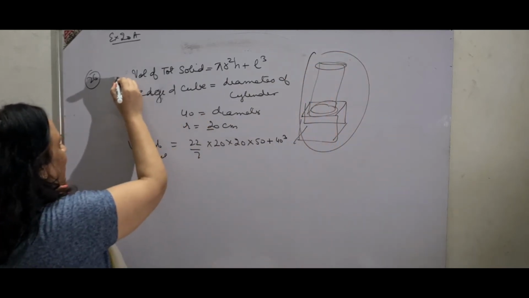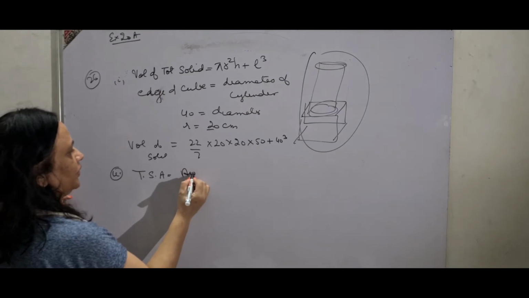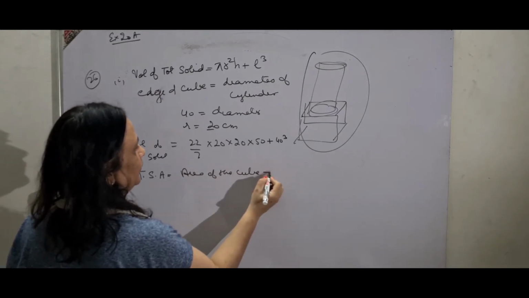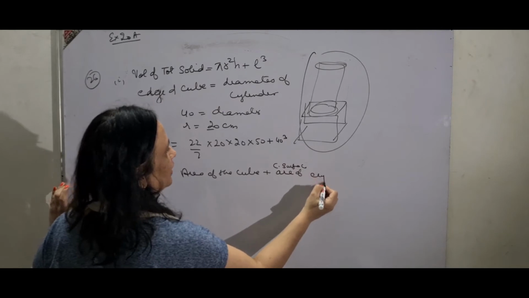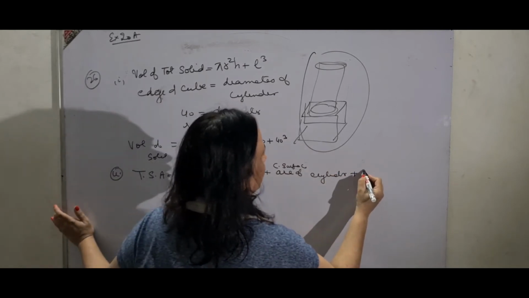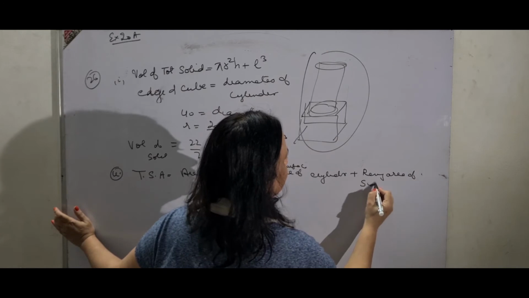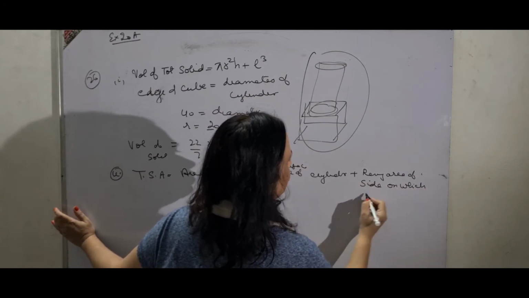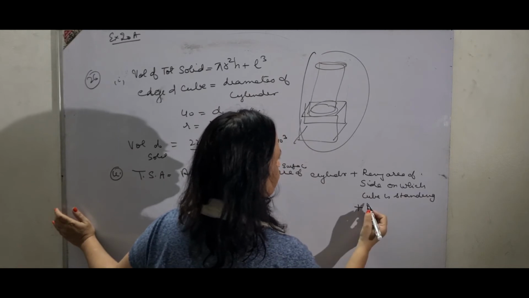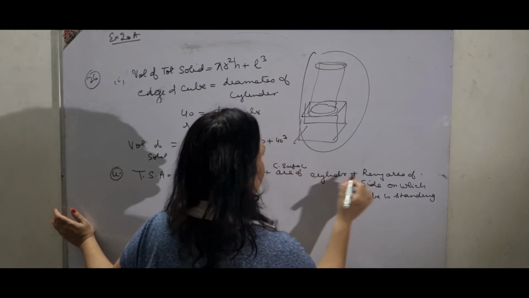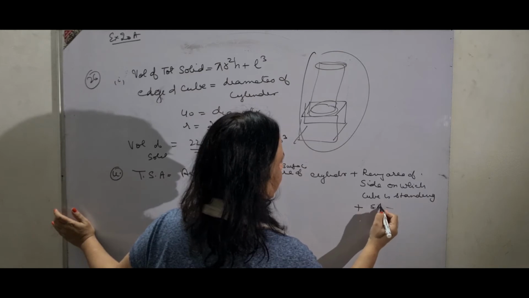And when coming to the second part, that is total surface area. So remember children, total surface area is the area of the cube plus the area of the curved surface of the cylinder, plus the remaining area of the side on which the cylinder is standing, plus the curved surface area of the cylinder plus the circle area at the top, plus of course 5L square, that is the surface area of the cube.